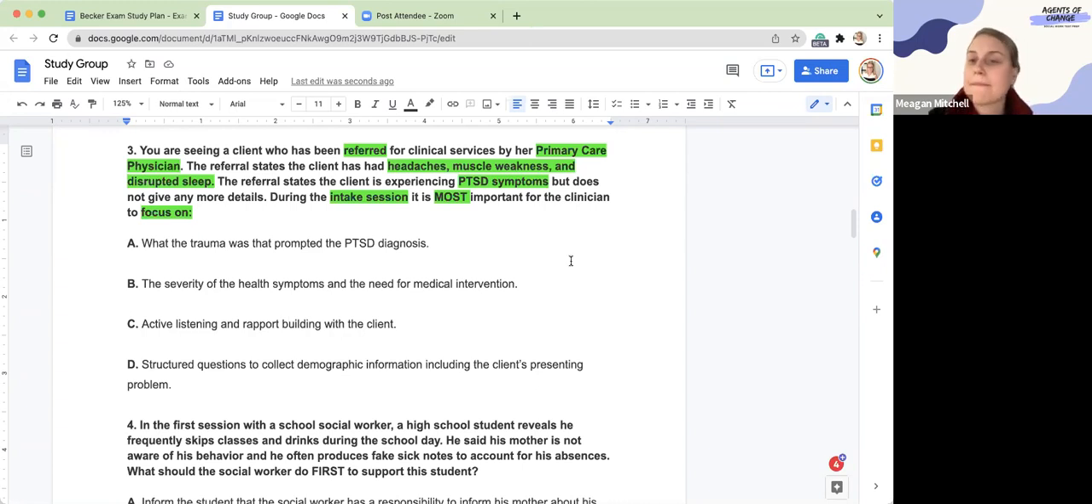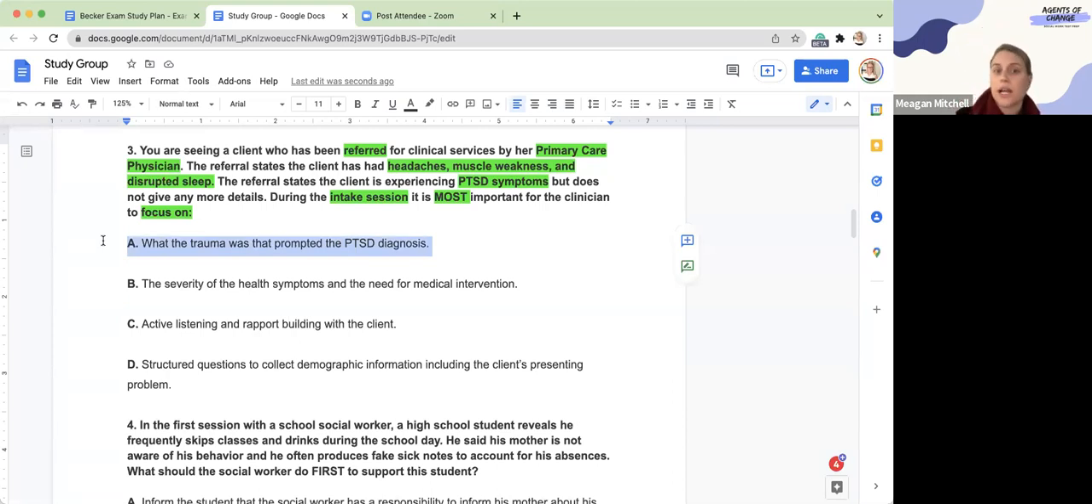I'll give you all a few more seconds and we'll start eliminating, especially knowing this is an intake, right? An intake, we definitely need to make the client feel comfortable. Let's start eliminating. Do you think that it's important to know the trauma in an intake session is the most important thing to focus on right away in the intake?